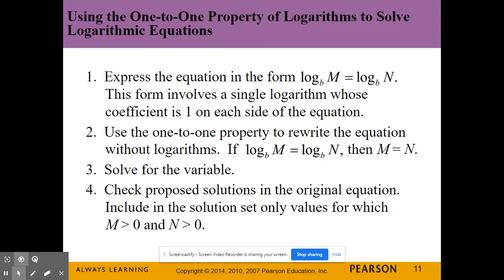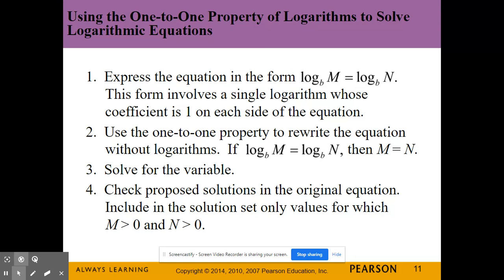All right, next set is using a one-to-one property. So you express the equation in the form one log equal to another log. So you want no coefficients, or I guess a coefficient of 1 on one side. Then you use a one-to-one property to rewrite the equation without logarithms.